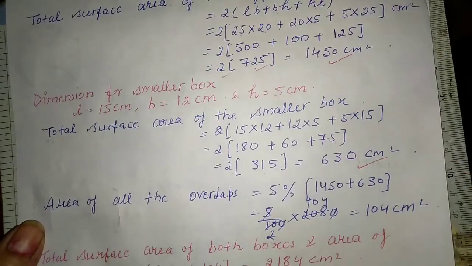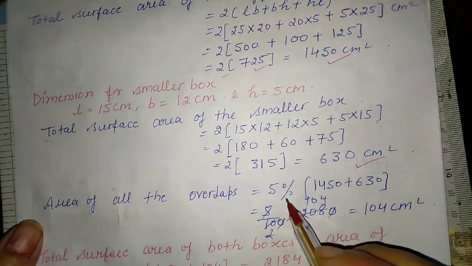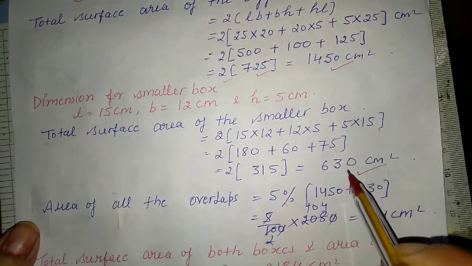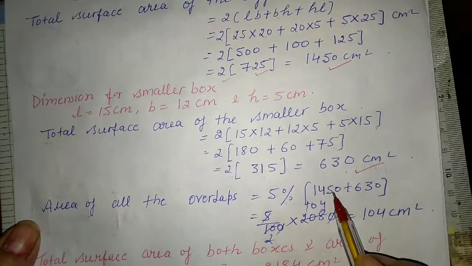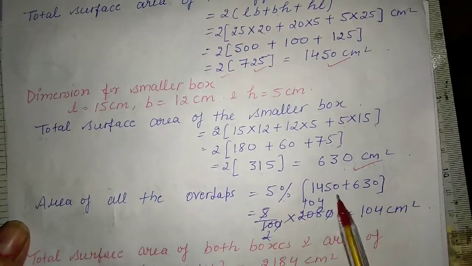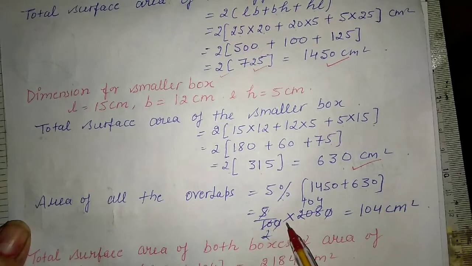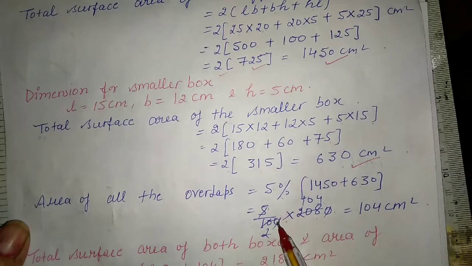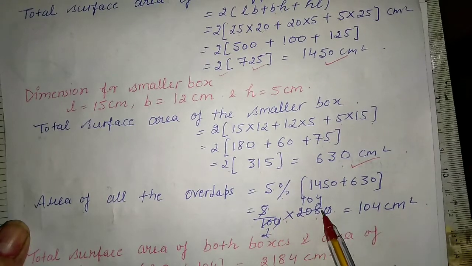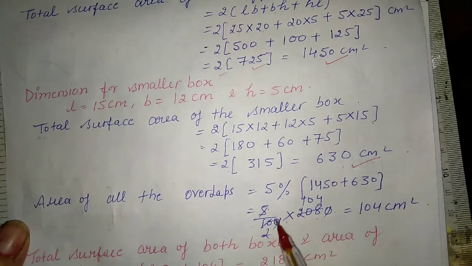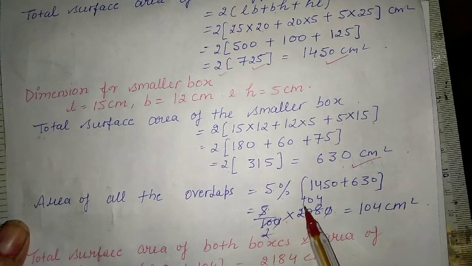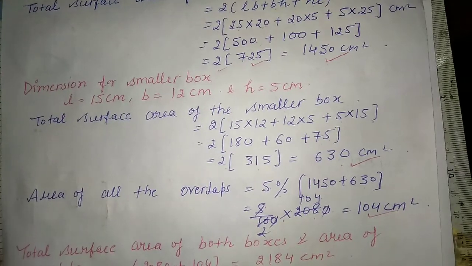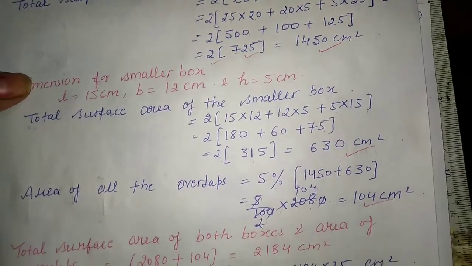Now the area of all the overlaps. How much is required? 5% of the total area. What is the total area? 1450 plus 630, 5% of this one. So 5 upon 100 multiply. We will add this one here, 2080. Zeros can be cancelled out. 5 2s are 10, and this is 104. So 104 centimeter square cardboard is required extra for the overlaps.